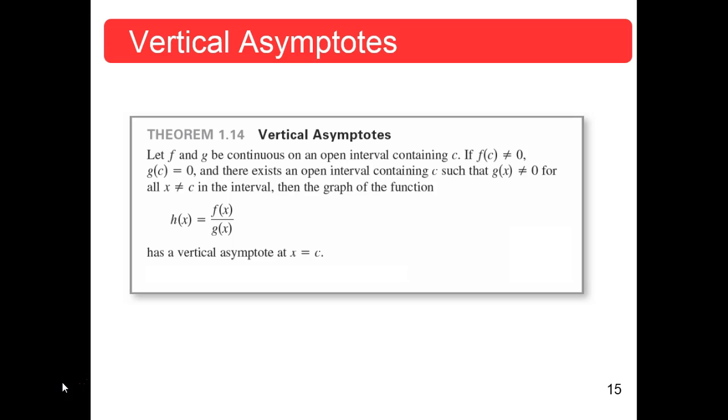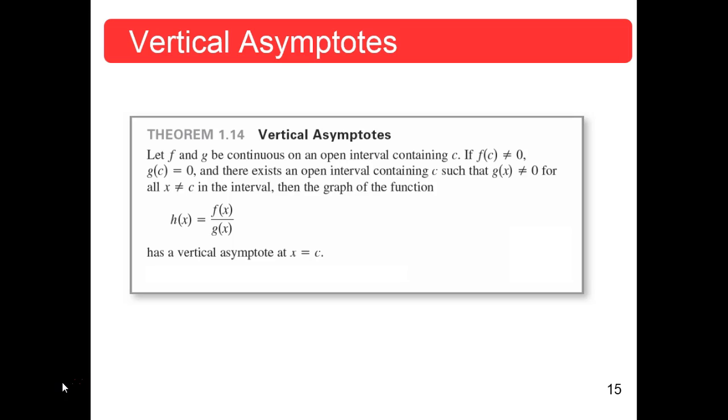Man, that was a long way to get around to say that. So here's what the deal is. It's a rational function, a ratio of f, which is a continuous function on this open interval containing c, divided by g, which is also a continuous function on the interval containing c. f of c is not 0, g of c is 0, meaning that you have something not 0 over something that is 0, which cannot exist. Okay? There's the first part of it.